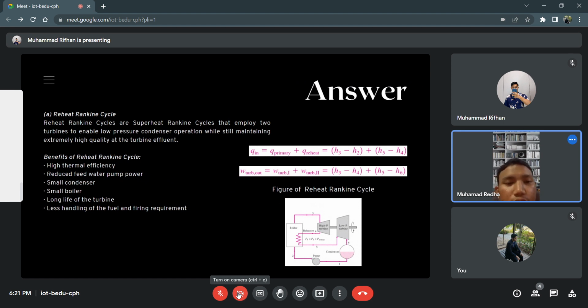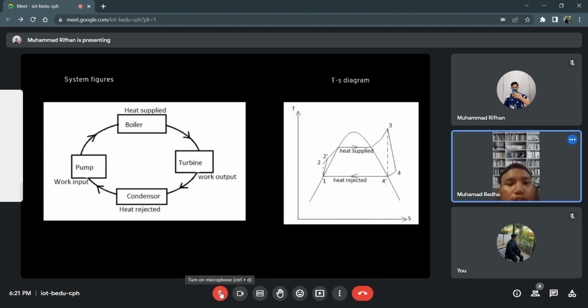Then for W turbine out, there is W turbine 1 plus W turbine 2, equal to H3 minus H4 plus H5 minus H6. Okay, that's all for me.